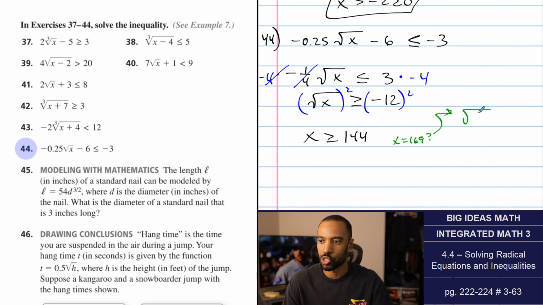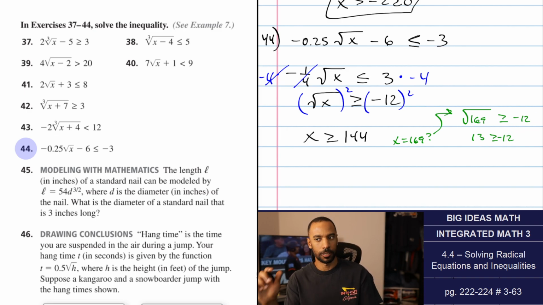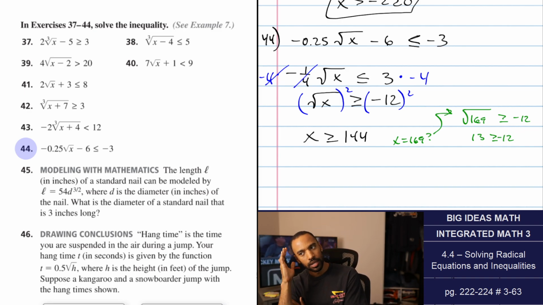Try it on the one before we squared it. Square root of 169, is that greater than or equal to negative 12? Well, that's 13. 13 is greater than or equal to negative 12. That does work. Okay, that does work.